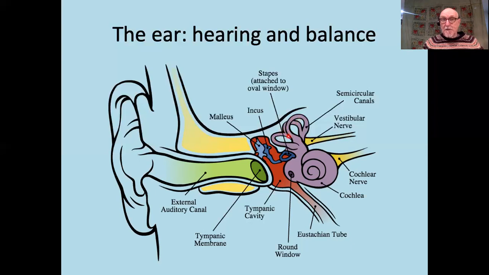The semicircular canals communicate with the rest of the brain through this nerve here. It's called the vestibular nerve. And the hearing part of the ear communicates with the brain through the cochlear nerve, which is this here. So there are two nerves which are going to communicate with the brain to link the inner ear to all of the analysis that is going to be done by the brain. For the moment, I think that's all we need there.